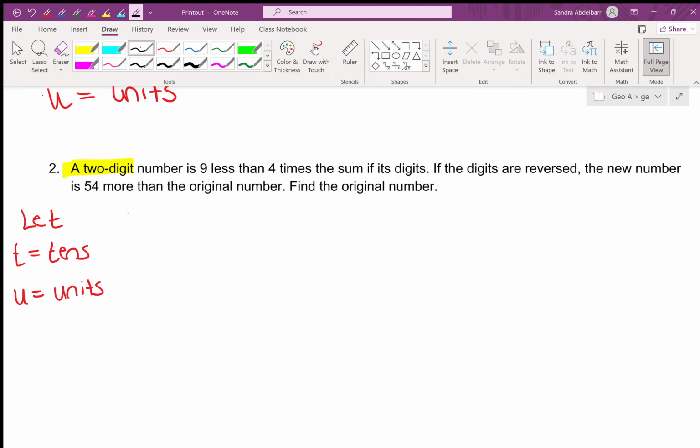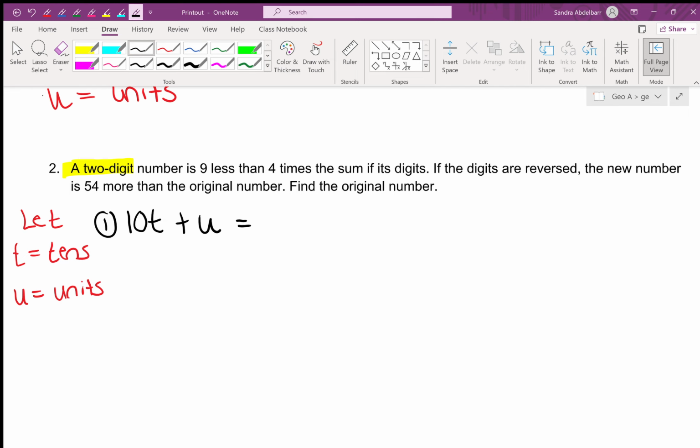You got it. Because isn't the tens digit 10 times whatever that digit is, plus the units digit, which is just 1 times whatever that number is. Does that make sense?